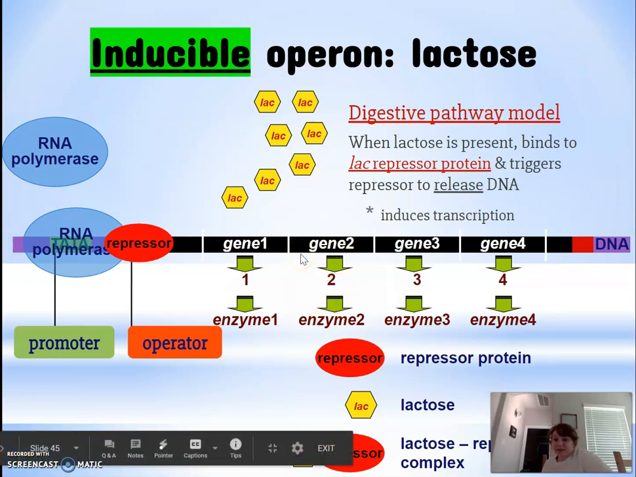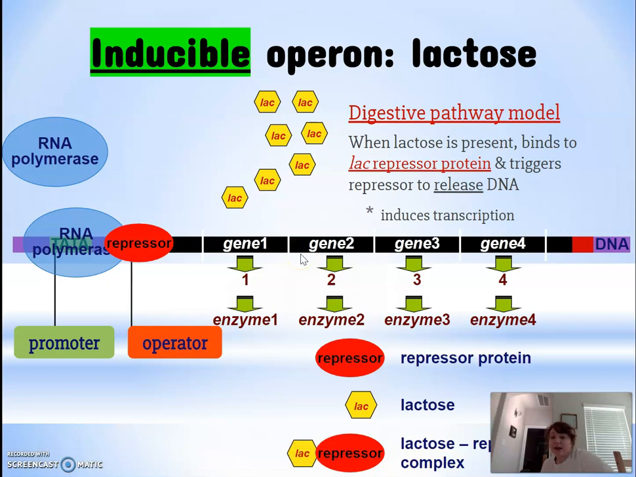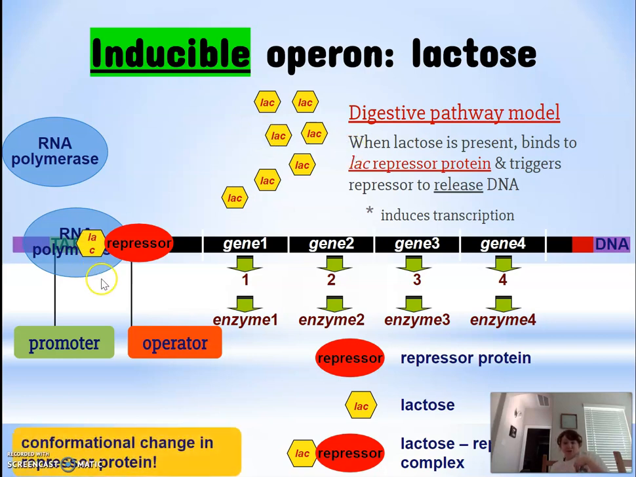Okay, inducible operon. So let's look at our lactose example. So we find out that lactose is available. We're a bacterium. Heck yeah, let's get some sugar, right? So in the digestive pathway model, when lactose is present, it binds to the lac repressor protein and triggers the repressor to release DNA. So it basically tells it, hey, let go, so that way we can go ahead and transcribe. So you have a conformational change, boom, changes the function, boom, we can now transcribe.